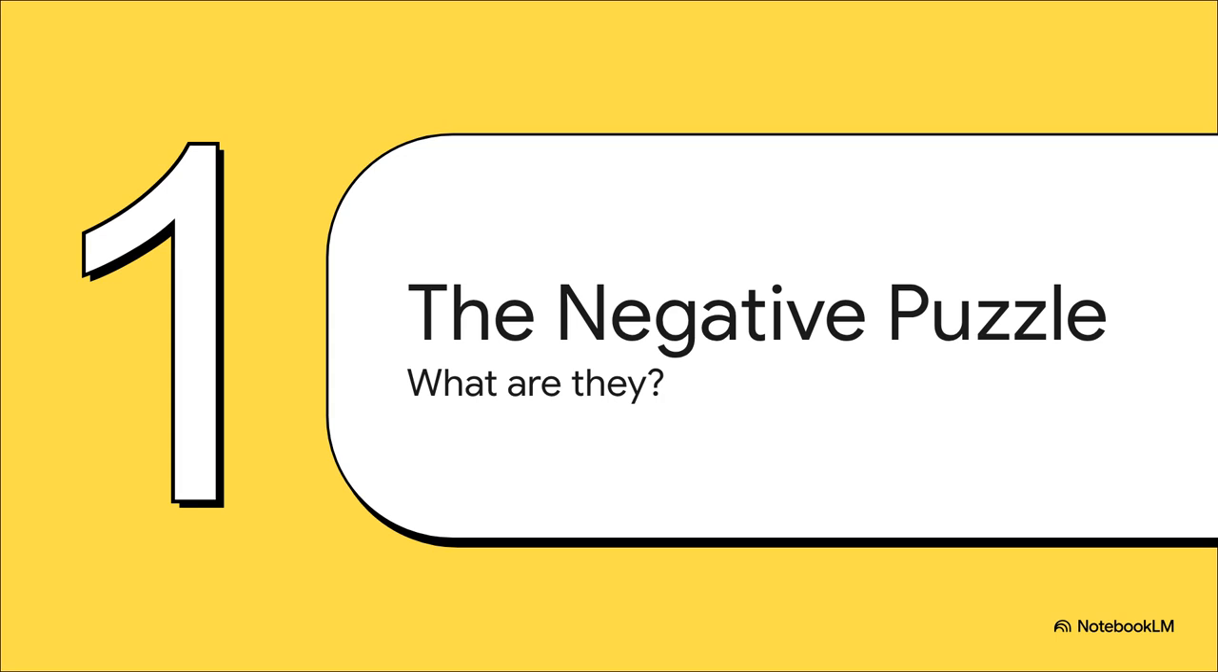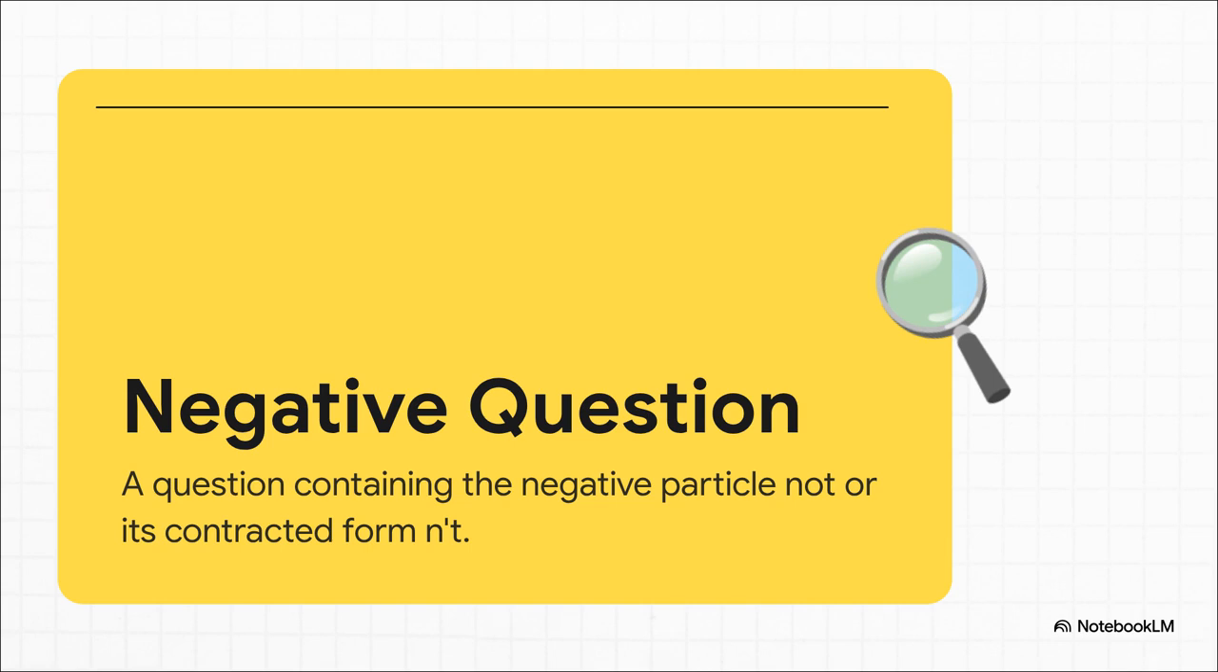What exactly are they? I know a lot of learners get a bit anxious around these tricky phrases. You hear a negative question in the wild and it kind of feels like a trap, right? Making you freeze up, wondering how you're supposed to react. But let's just strip all that anxiety away and look at the absolute basic definition. A negative question is literally just a question in English that contains the negative particle not, or, way more commonly in everyday conversation, its contracted form, n't.